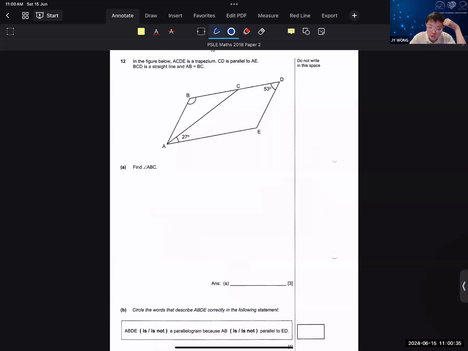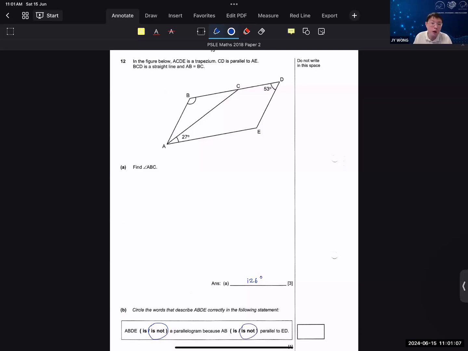Now we have question 12. If you read question 12 in entirety, especially part B of the question, you should know how they expect you to find the answer. Okay? A is 126 degrees. B, ABDE is not a parallelogram because AB is not parallel to DE.